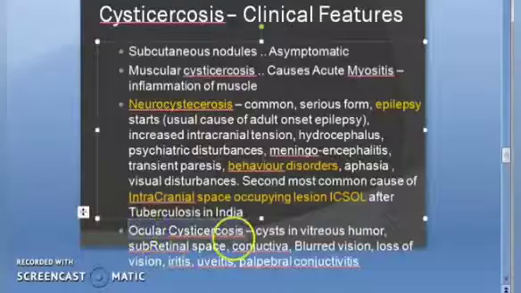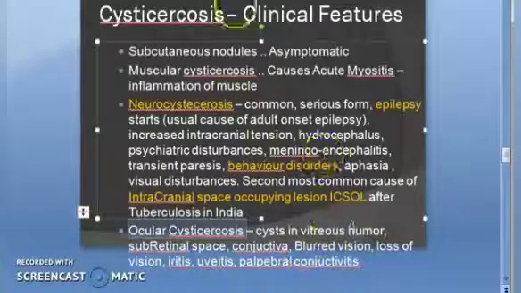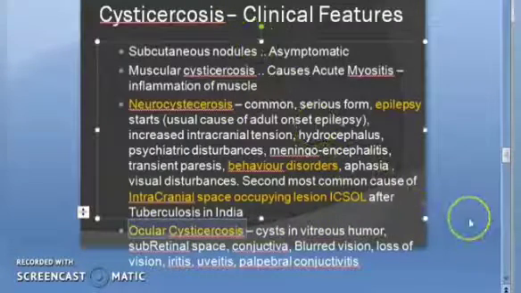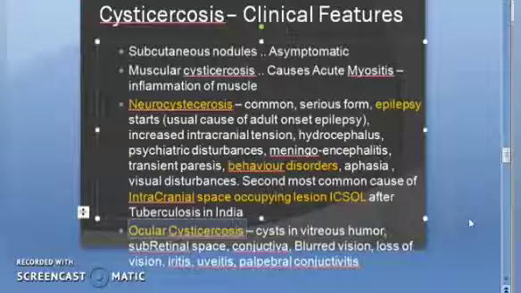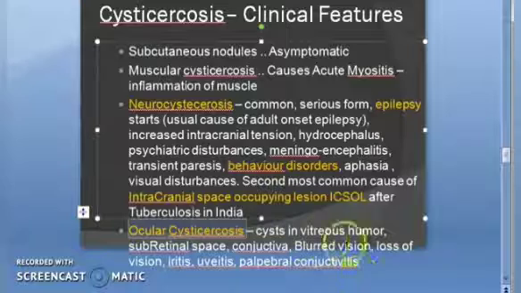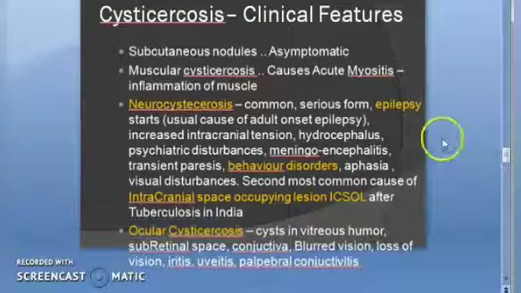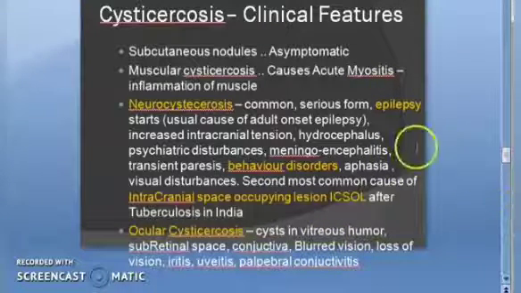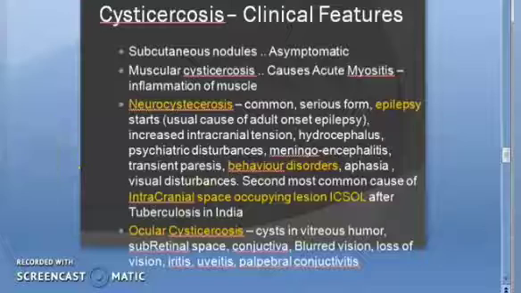Let us move on. Ocular cysticercosis. Obviously, the eye is also affected. That time you touched the eye, right? So ocular cysticercosis: cysts are there in the vitreous humor, subretinal space, and the conjunctiva. Obviously, what will happen? Blurred vision, loss of vision, iritis, uveitis, palpebral conjunctivitis. All this, guys, don't forget in the exam. So we are done with the clinical features.